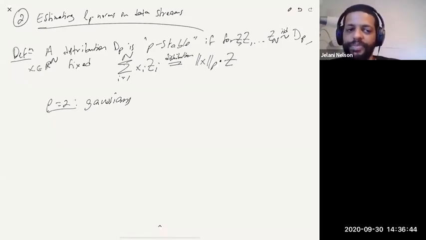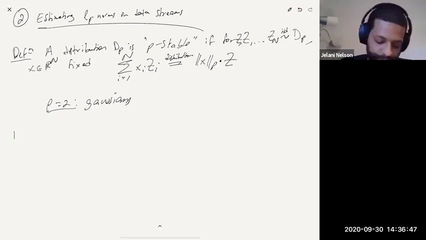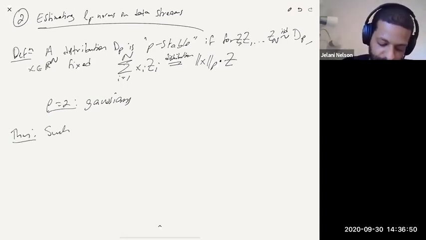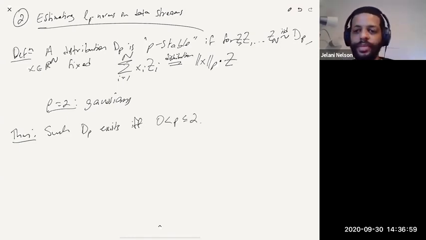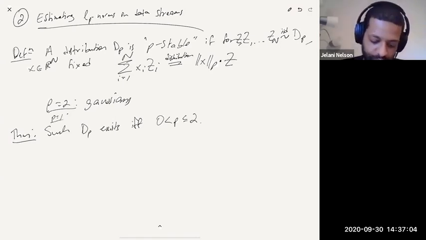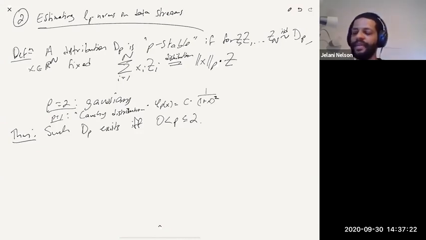Okay. But it turns out, theorem: such a Dp exists if and only if 0 is less than p is less than or equal to 2. You can look up these things. For example, p equals 1 is what's called the Cauchy distribution, which has a PDF that looks like some normalizing constant times, I think, 1 over 1 plus x squared. That's the PDF. You can prove that this thing satisfies p-stability.